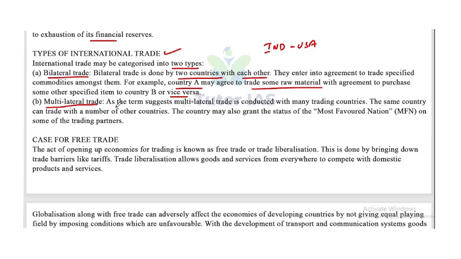Now, what is multilateral trade? As the term suggests, multilateral trade is conducted with many trading countries. The same country can trade with a number of other countries. The country may also grant the status of the most favored nation, that is MFN, on some of the trading partners. Now, case for free trade.